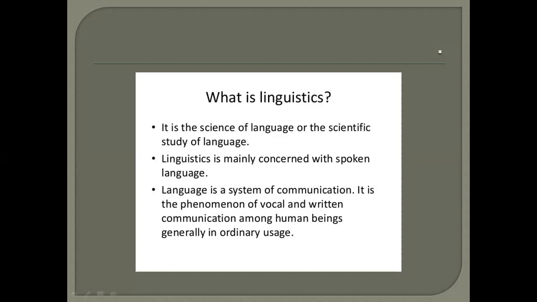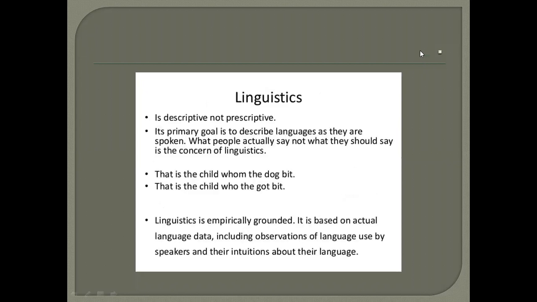Language is a system of communication. Definitely, language is always a means of communication. Language always supplies the message, the information. So language is a system of communication here. It is the phenomenon of vocal and written communication among human beings, generally in ordinary usage. That is linguistics.